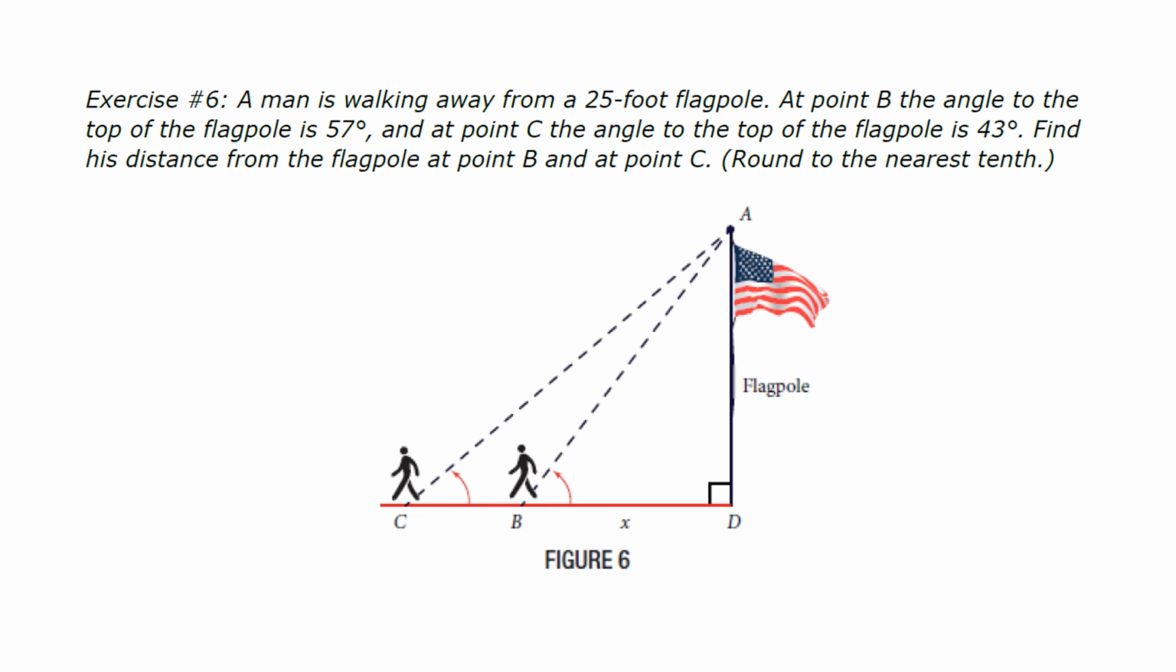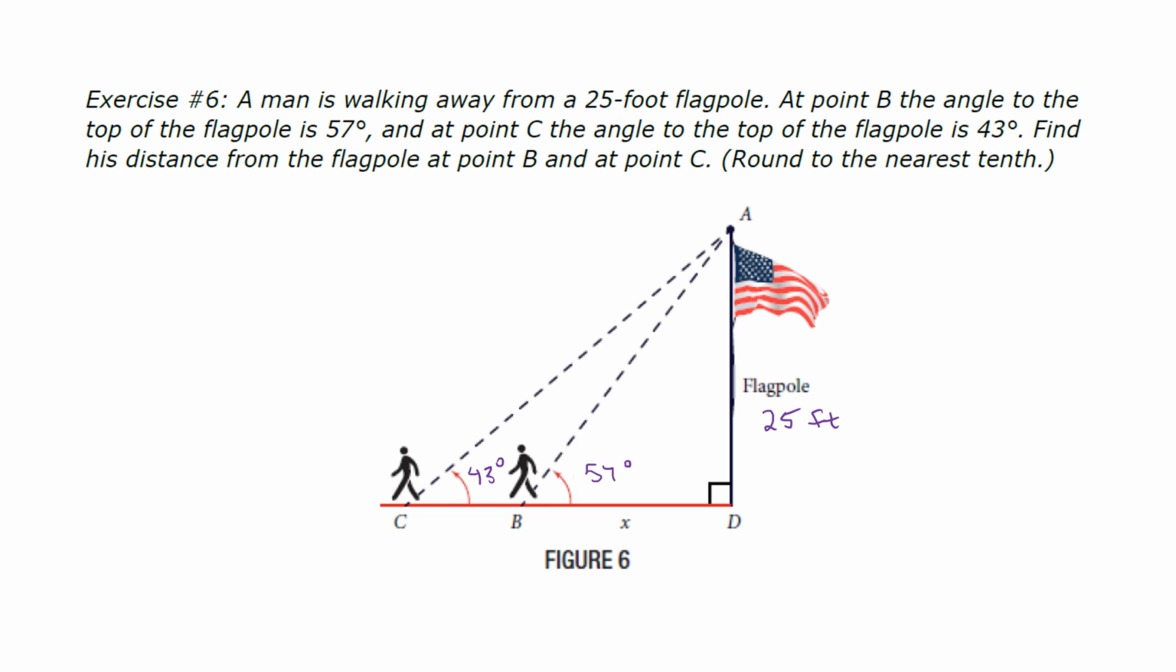So we have our flagpole here. We know that it's 25 feet. What else do we know? At point B, the angle to the top of the flagpole is 57. So we know that this is 57 degrees. And then at point C, we know it is 43 degrees. Okay, we need to find his distance from the flagpole at point B and at point C.